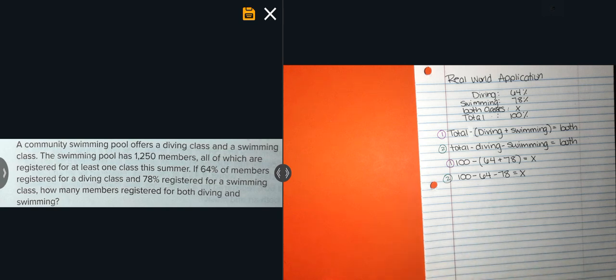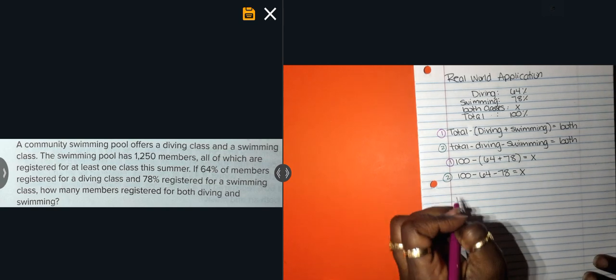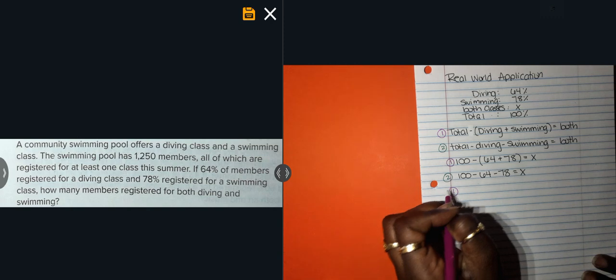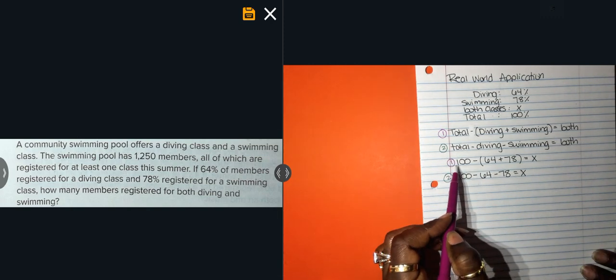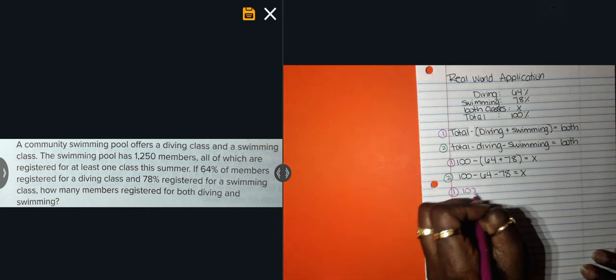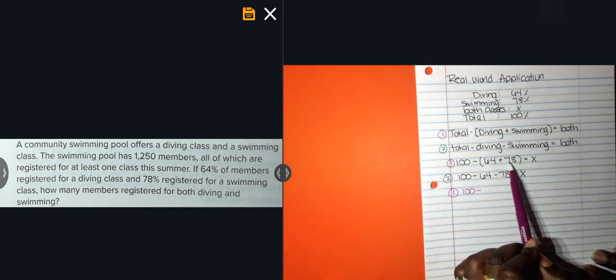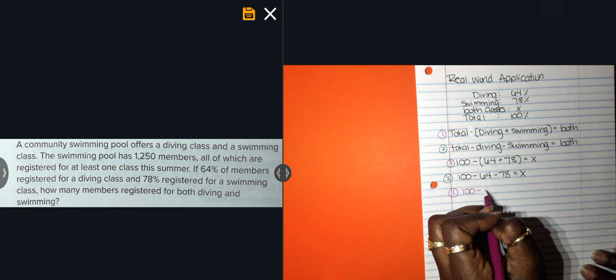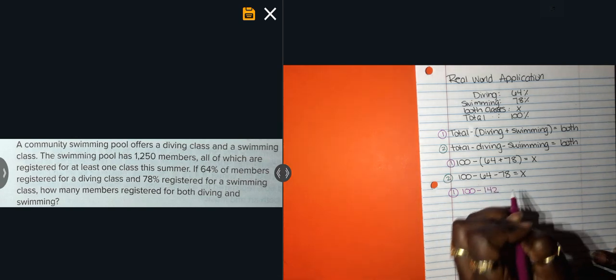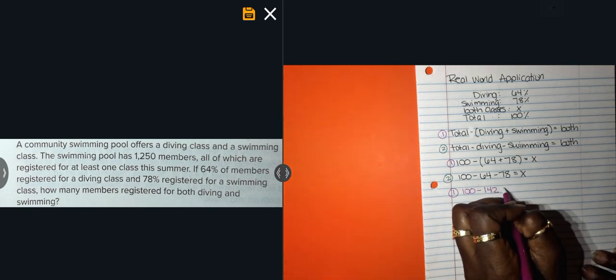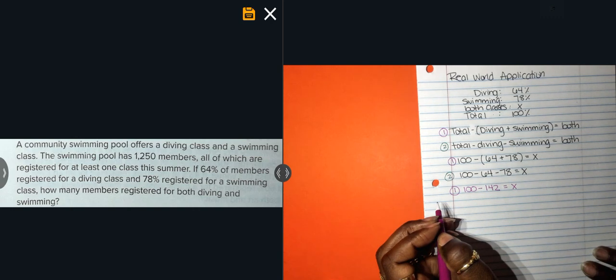So under method 1, we have 100. Remember PEMDAS. So I'm going to start with the parentheses: 100 minus 64 plus 78. That gives me 142. Okay. And then that's going to equal X.